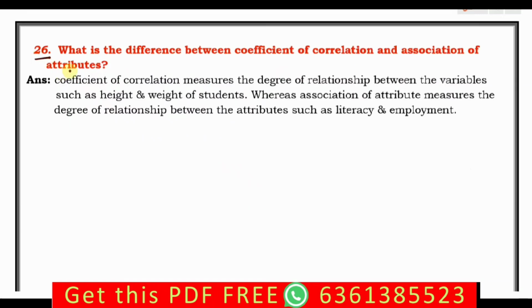Next question, question number 26. What is the difference between coefficient of correlation and association of attributes is the question. That we know already. Coefficient of correlation speaks about the degree of relationship between variables, whereas association of attributes speaks about the degree of relationship between attributes. That's what has to be written here as the answer.